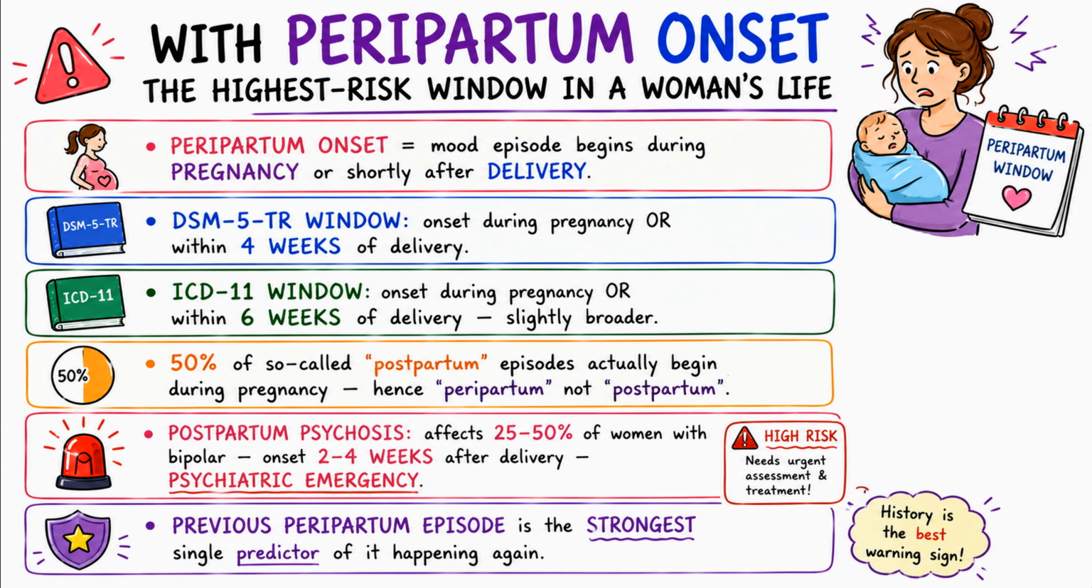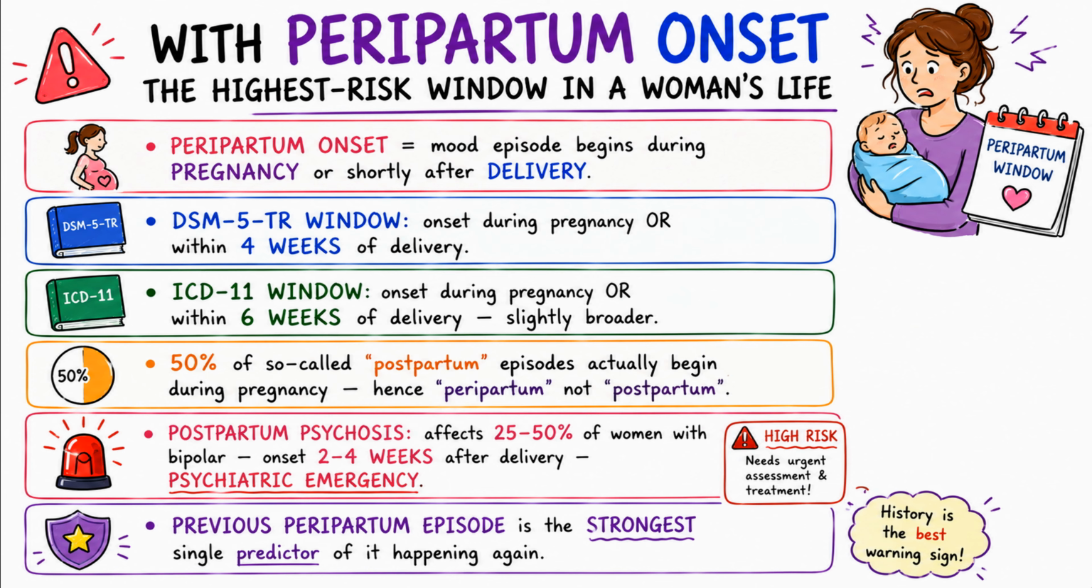Peripartum onset means the mood episode began during pregnancy or shortly after delivery. DSM-5 TR defines the window as onset during pregnancy or within 4 weeks of delivery. ICD-11 extends that to 6 weeks postpartum. That difference is tested. Why does DSM say peripartum rather than postpartum?